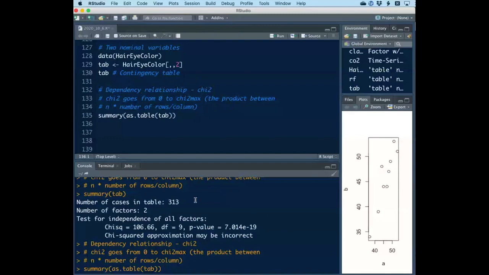That's not really high, but it's enough to say that the color of eyes is dependent or associated to the color of hair to a certain degree.